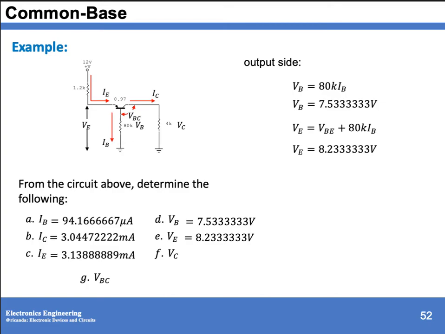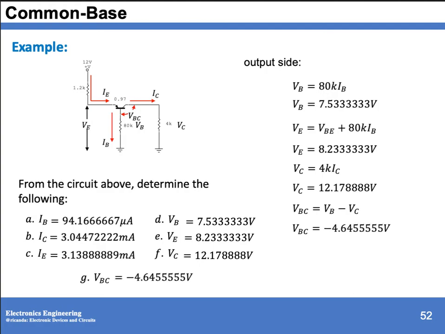So this is our voltage at the emitter, which is 8.2333 volts. And the voltage at the collector is equivalent to the voltage drop across 4K. So we have 12.17888 volts. Now we can solve for the voltage base-collector. That is the base voltage minus the collector voltage, which is equivalent to negative 4.64555 volts. To satisfy that, the collector junction must be in reverse bias if the amplifier is in the active region.